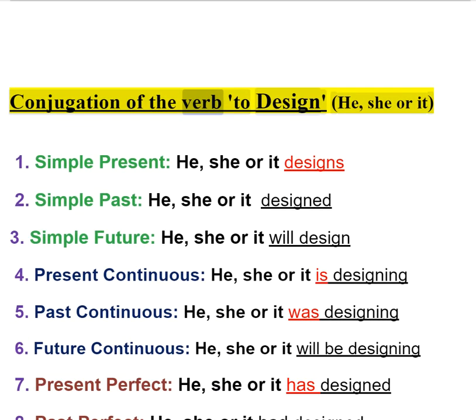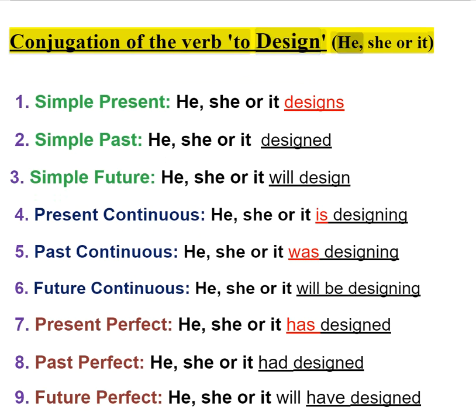Conjugation of the verb to design. He, she or it. 1. Simple present, he, she or it designs. 2. Simple past, he, she or it designed. 3. Simple future, he, she or it will design.